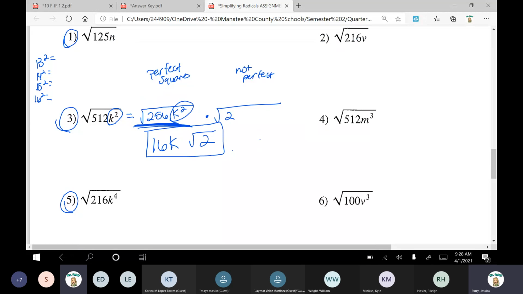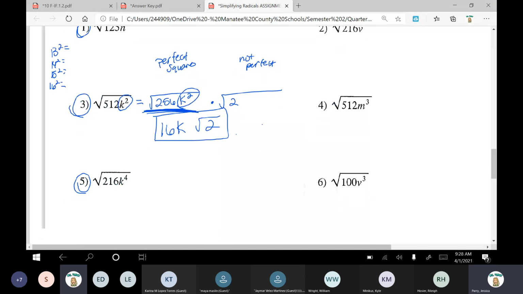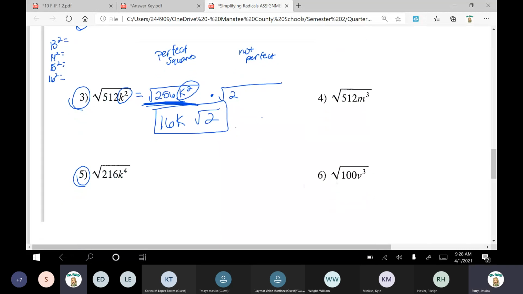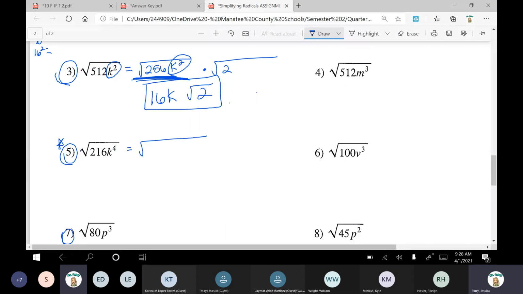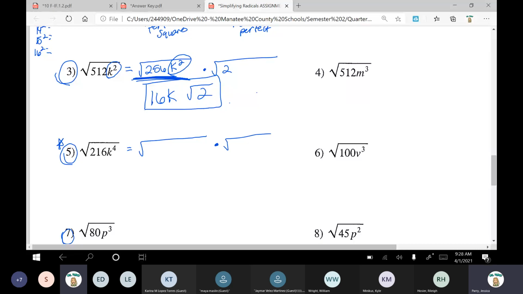It's pretty much the same thing as before, but we're just adding in some variables and exponents. Let's do another one together here. Let's do number 5. We've got square root of 216k to the 4th power. So 216 is not a perfect square, so we need to split it up: perfect square times the not perfect square. Let's look at just the numbers. We've got 216, so we need to get a perfect square times the not perfect. What could we do? What times what?